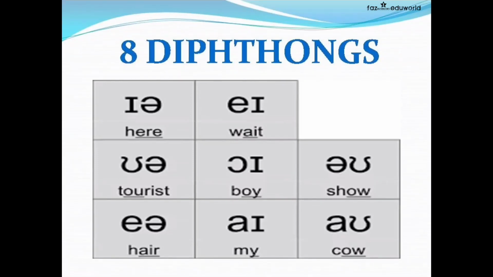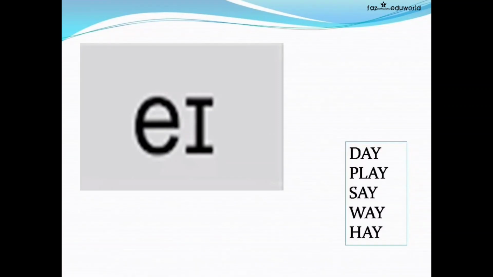First diphthong is a. So this diphthong is a combination of two vowel sounds, a and e. A, as in day, play, say, way, hey.